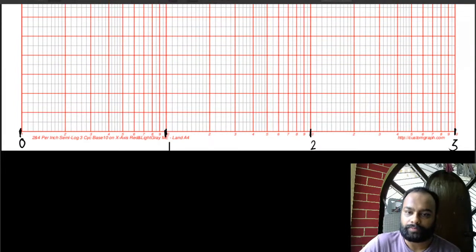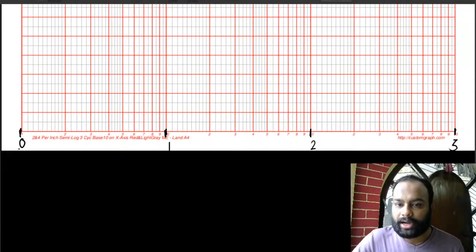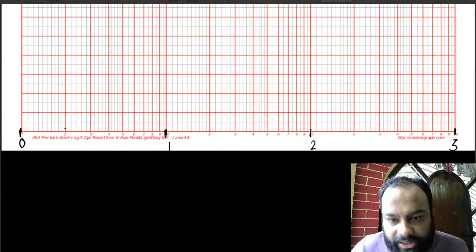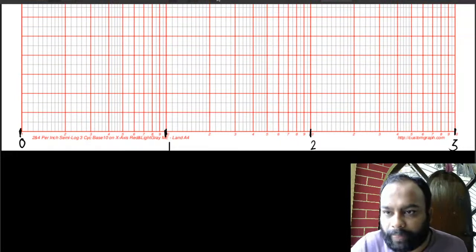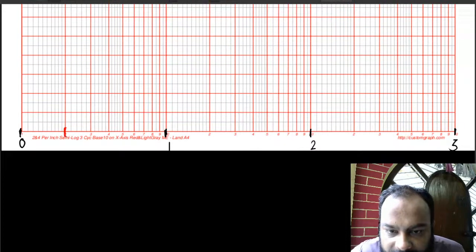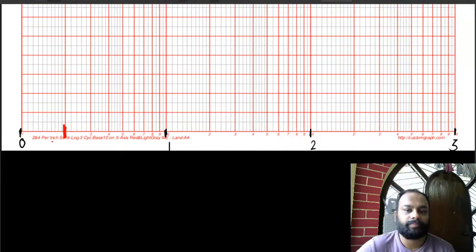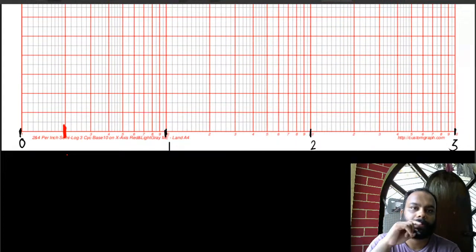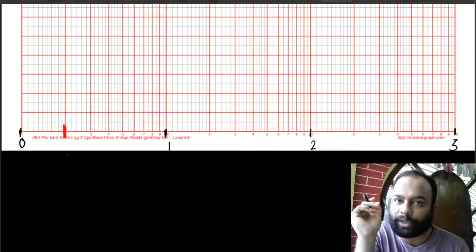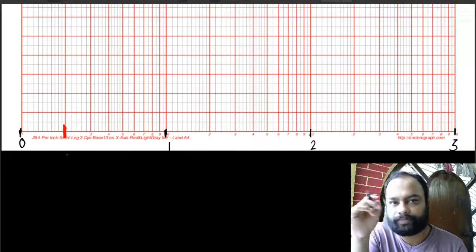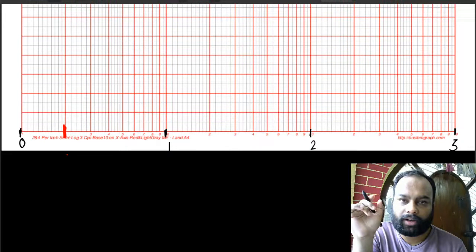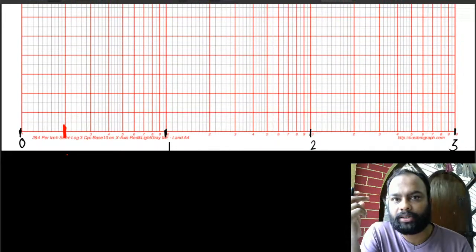All right. My question is, now if this is 0 and this is 1, what would this one be? Let me use red. What would this one be? If this is 0, this is 1, what is this one? Okay, this is between 0 and 1, some sort of fraction, right? But how much? What is that fraction?